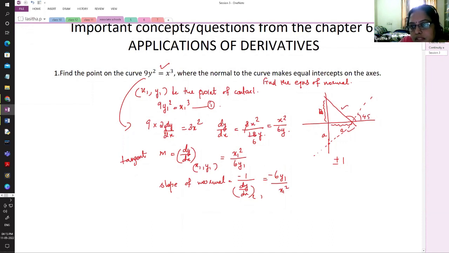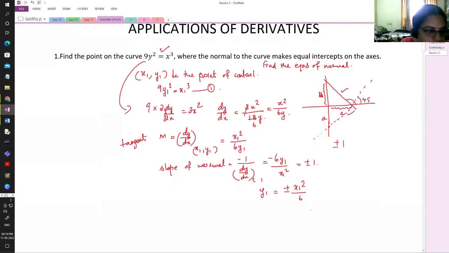So here plus 1 you will get, whereas the obtuse angle will give the minus 1. So tan of an obtuse angle will give you a negative value, and tan 45 will be 1 here. So plus or minus 1. So this value to be equated to plus or minus 1 we will get. So from this we get y1 is equal to plus or minus x1 square divided by 6. One equation, a relation between x1 and y1.